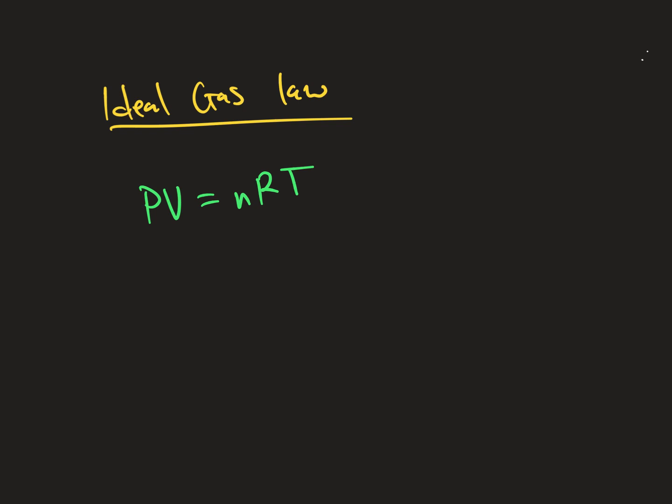So what does P stand for? Pressure, V, volume, T, temperature. And then we got a couple others. Did we talk about what n means? So let's write these real quick. This is pressure. This is volume. And this is temperature, like we learned last time.